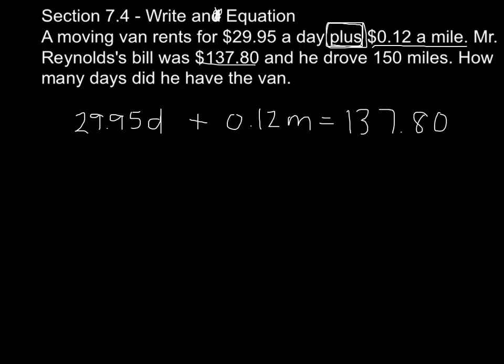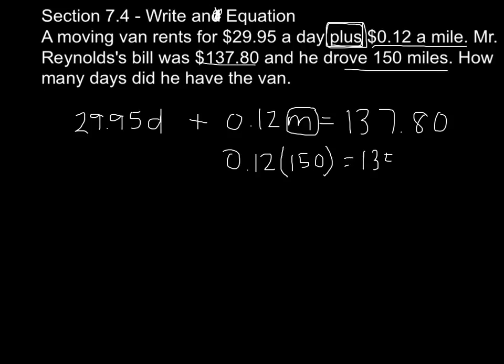Okay, so wait a minute though. Now we have two different variables. I can't combine a D with an M. So luckily they gave us one more piece of information, which is this. He drove 150 miles. So instead of this M, I'm going to write 0.12 times 150, because we know he went 150 miles. So then we have to bring down the rest of our equation, times the number of days plus that. Okay. So now I'm going to multiply these two together.